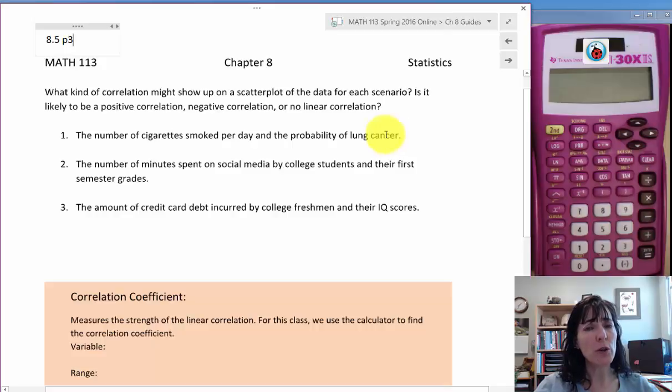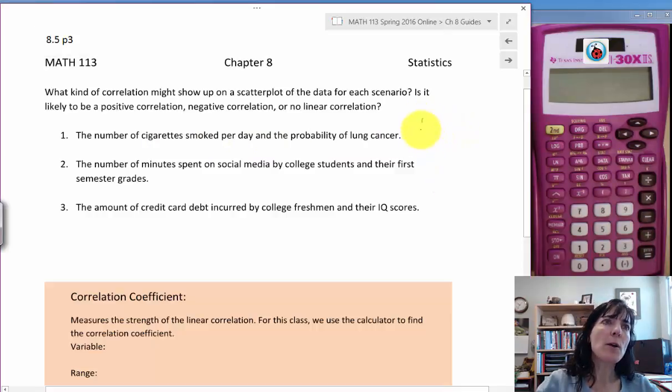I'm pretty sure we all know that cigarette smoking is a cause of lung cancer. And so the more cigarettes you smoke, the more likely you are to develop lung cancer. If you smoke no cigarettes, your probability of lung cancer is going to be pretty low. And as you smoke more and more cigarettes, the probability for lung cancer is going to be higher. And then you kind of expect to see some people in between all along like that.